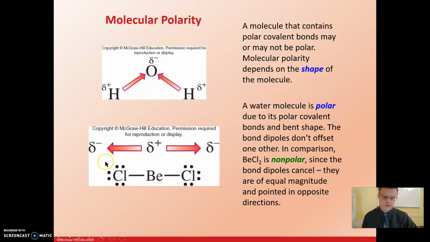Okay, in beryllium dichloride, these dipole moments, though we have them, they are going in completely opposite directions with the same magnitude, and so they cancel each other out. And I think the textbook uses this nice illustration of a tug of war. Imagine you had two teams pulling in completely opposite directions, but they were very equally matched. You can imagine that tug of war would last a very long time.